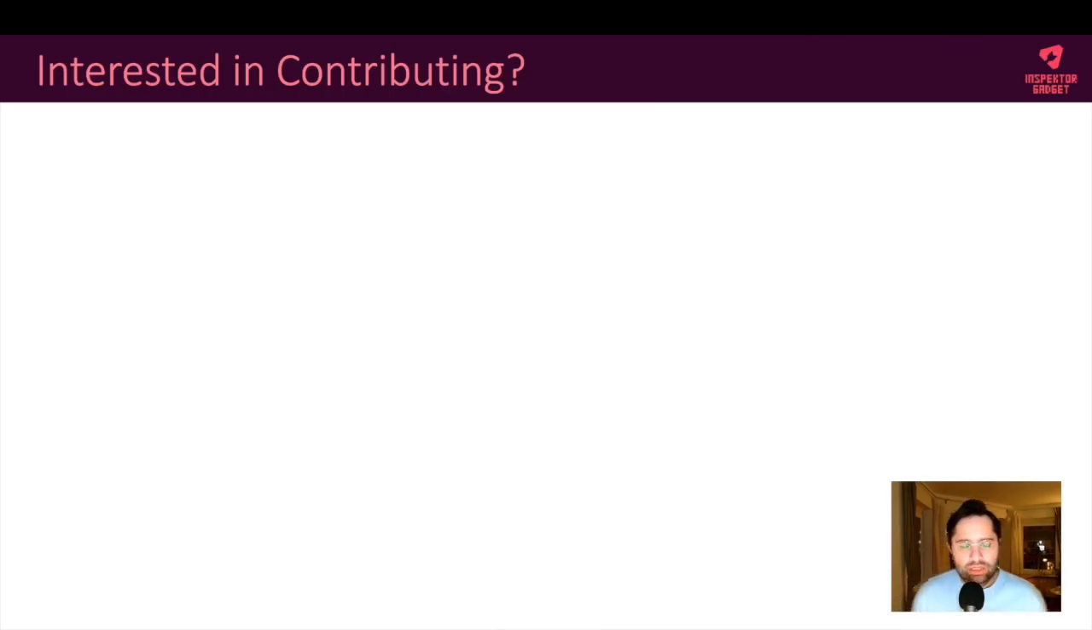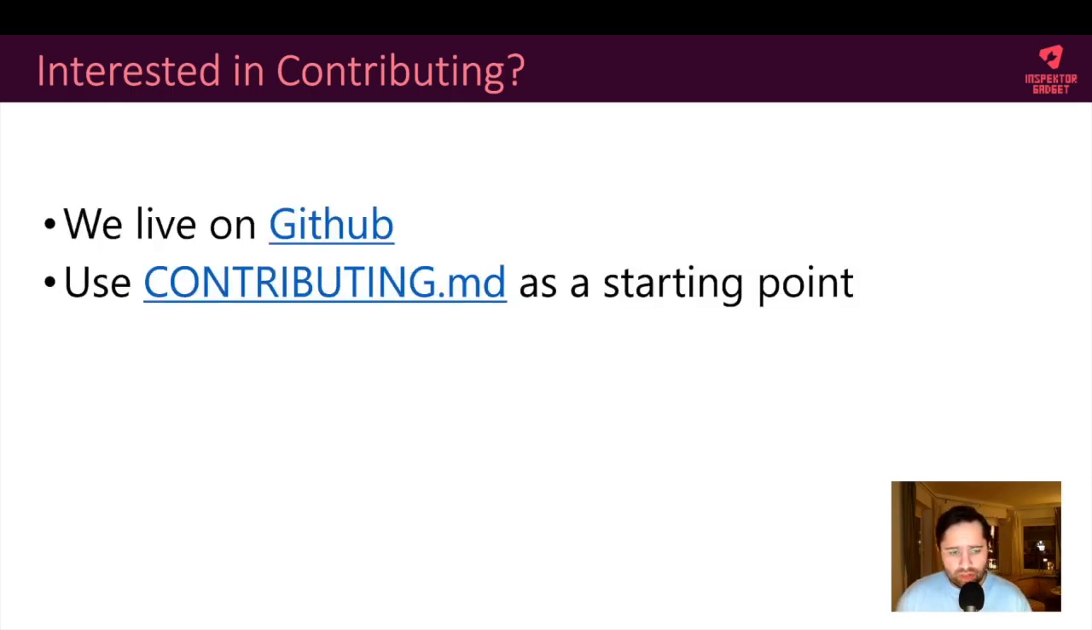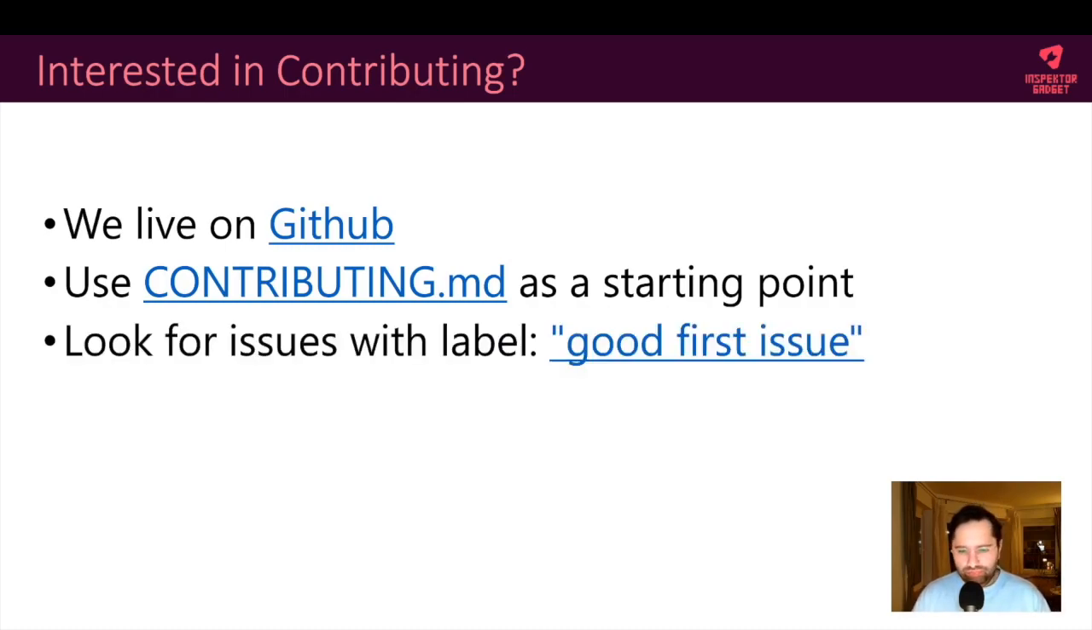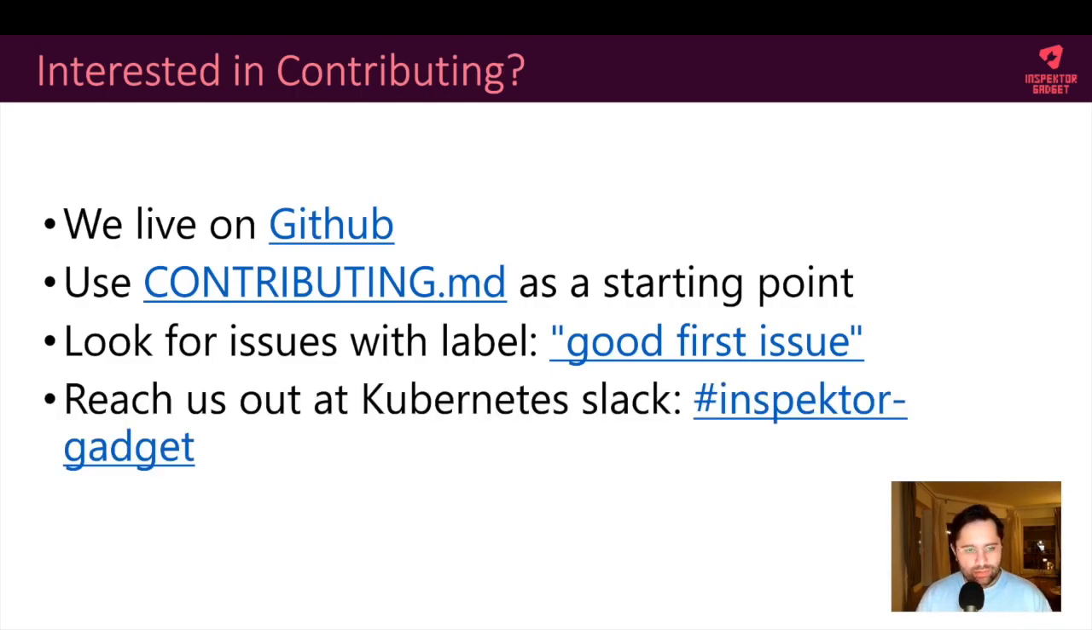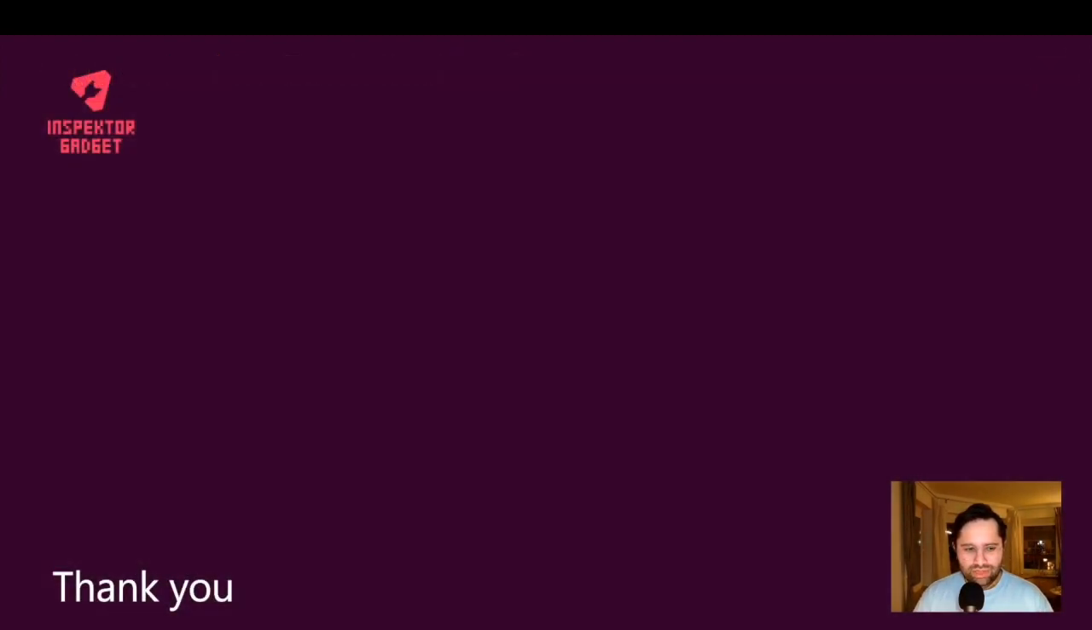And finally, if you like the project and if you're also interested in playing with eBPF, writing your own cool gadgets, we live on GitHub. You can use contributing.md as a great starting point. Look for issues with the good first issue label. If you are curious to contribute, comment on them. We'll be happy to guide you, and you can reach us at Kubernetes Slack. And that's it. Thank you so much for listening.